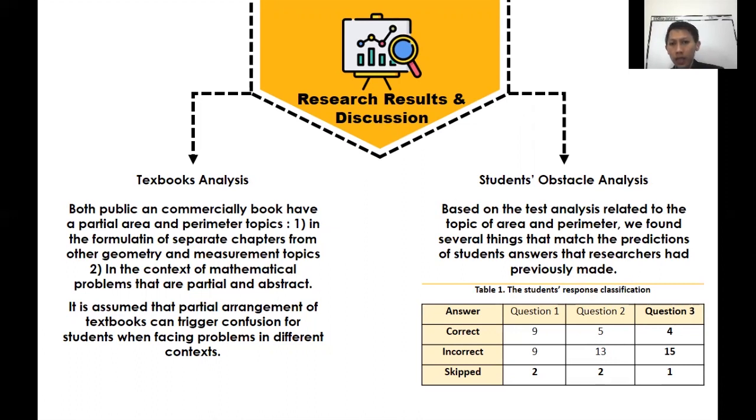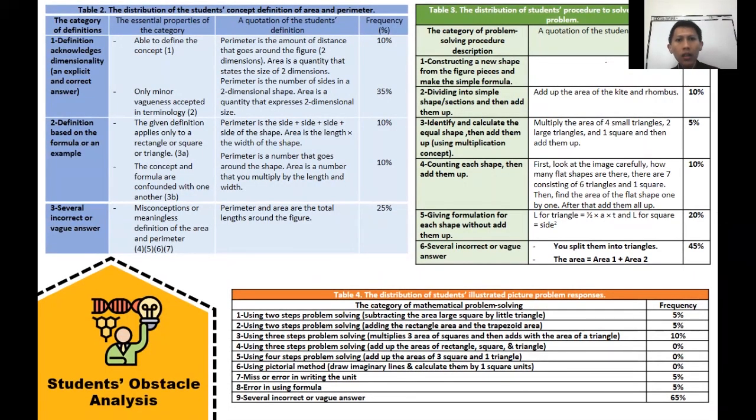And the second part of the research results, we talk about what we have found about student obstacle analysis. Based on the test analysis related to the topic of area and perimeter, we found several things that match the prediction of student answers that researchers have previously made. We presented three tables, one answer table for each research question.